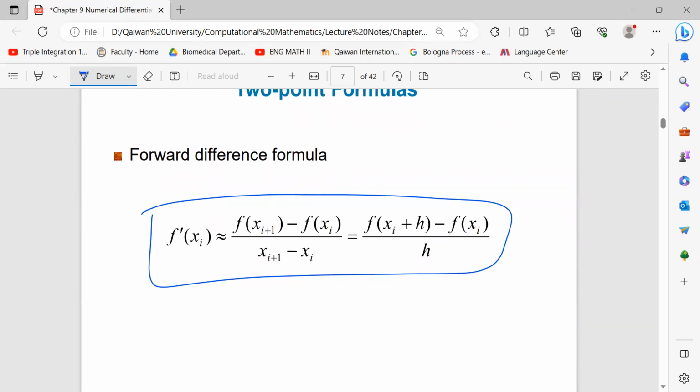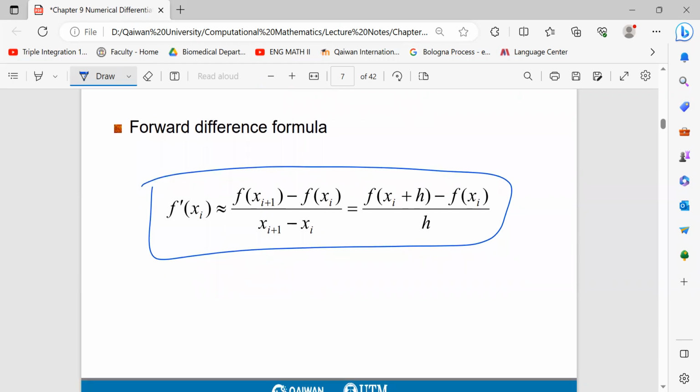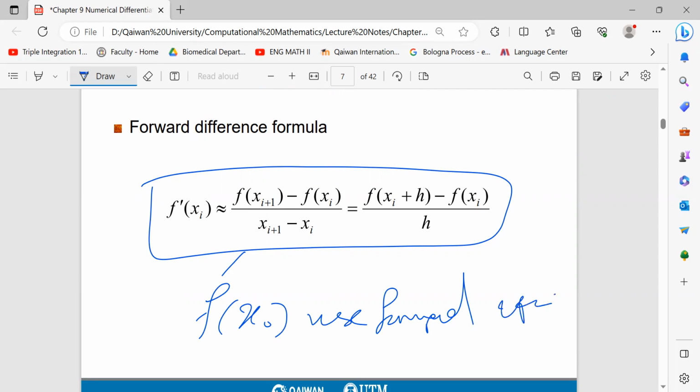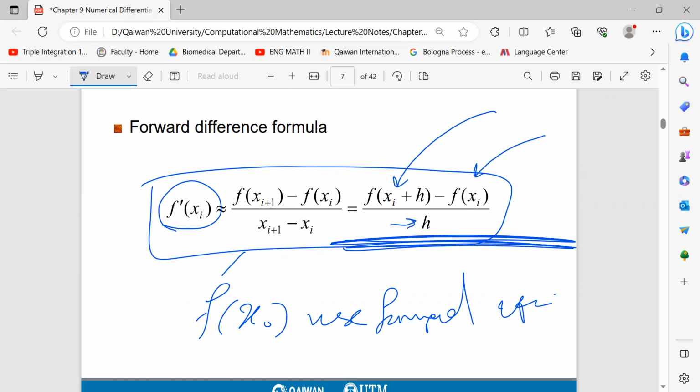So, for finding the forward difference of 2 points, for finding f prime at x naught, use forward 2 points. You use this rule. You should recognize the rule, okay? F prime at x naught is f of xi plus h minus f of xi, divided by h. What's h? H is the step size. It's the step size of x values. It's the difference between two successive x values, okay? H is the difference of two successive x values.